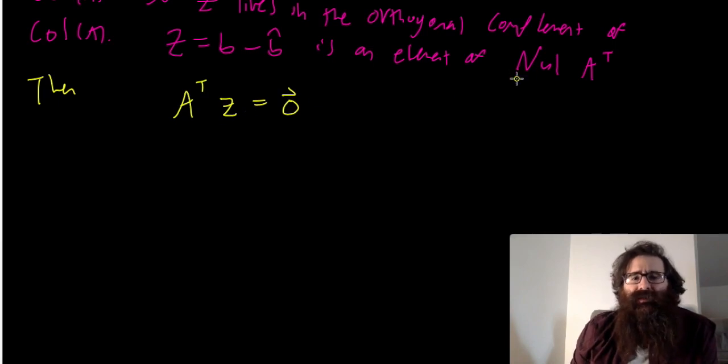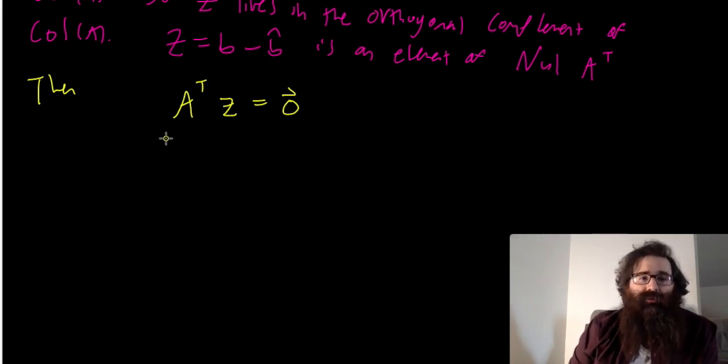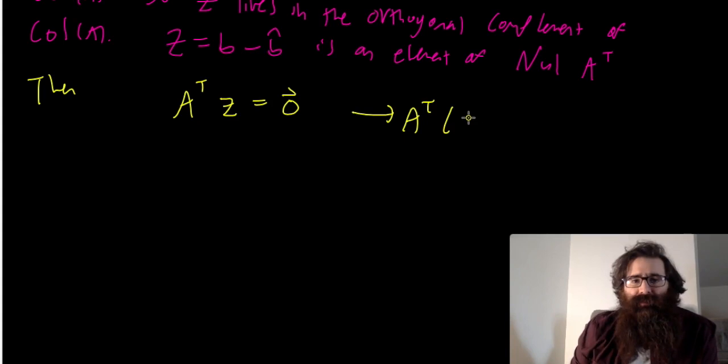Because if I'm an element of the null space of A, that means Ax equals 0. If I'm an element of the null space of A transpose, that means A transpose times x equals 0. And here in particular, we're saying that z is that element. So z is an element of the null space of A transpose, means A transpose times z is equal to the zero vector. And now I can start introducing those other pieces. So we'll say, well, what did we say about this? We said z is the same as b minus b hat. So make that substitution in there.